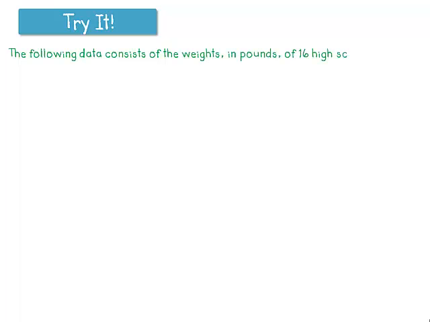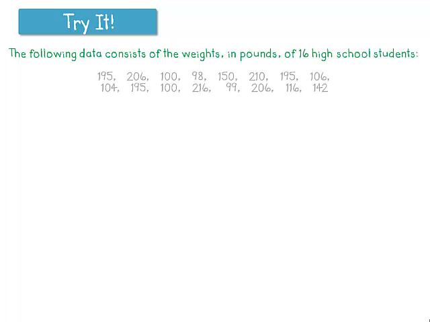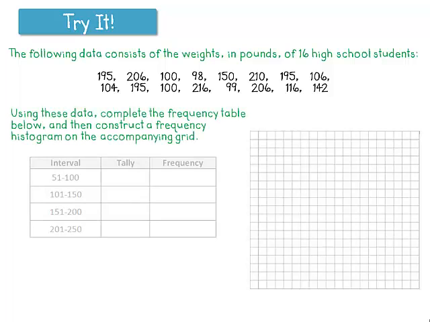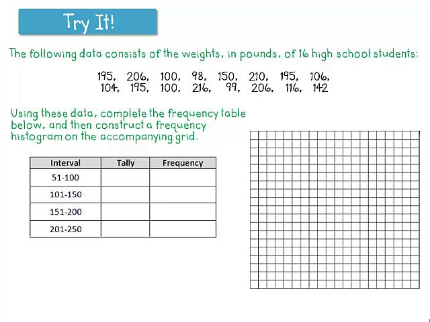Now it's time for you to try it on your own. The following data consists of the weights in pounds of 16 high school students. Using these data, complete the frequency table below and then construct a frequency histogram on the accompanying grid. Pause the video, and when you're ready to check your answer, you can press play. Good luck!